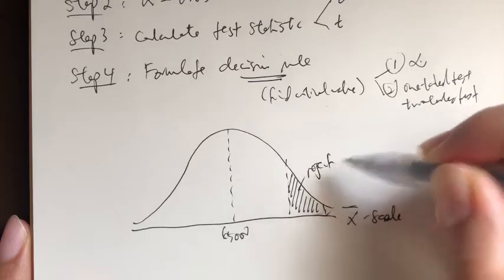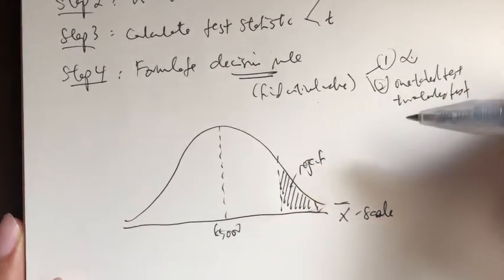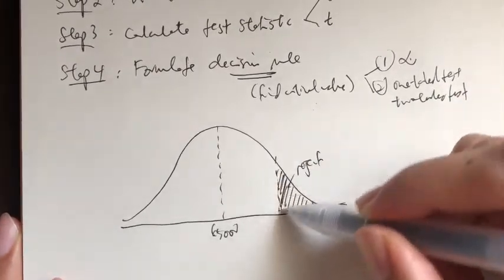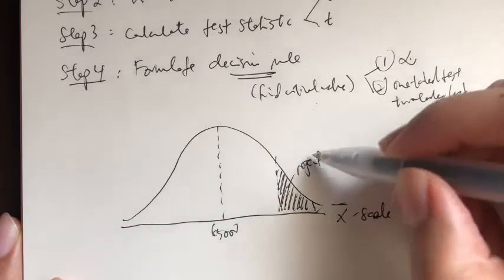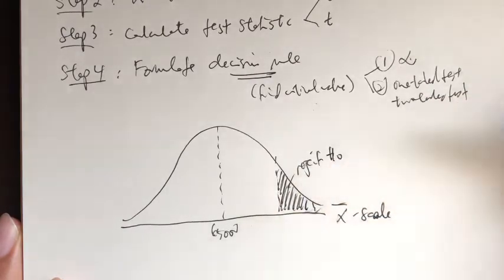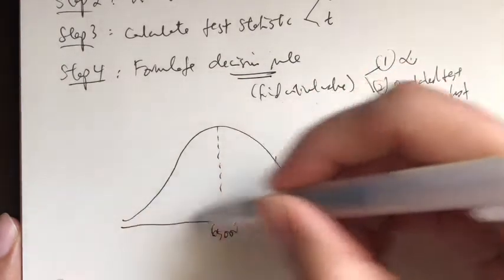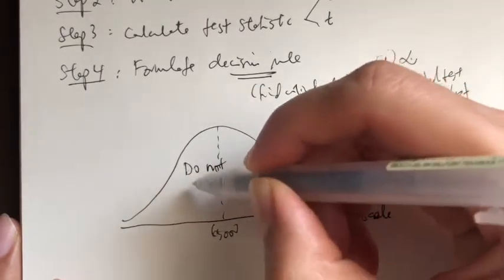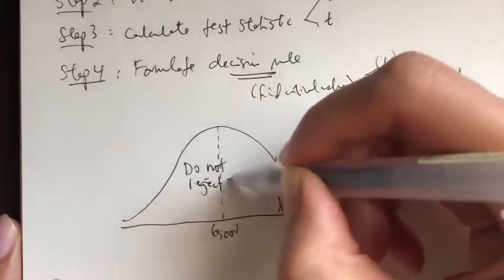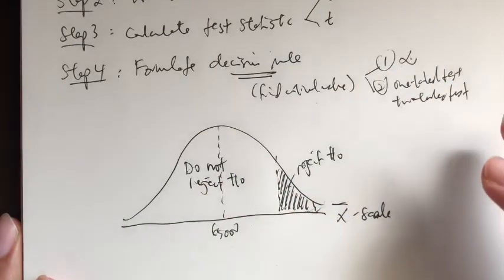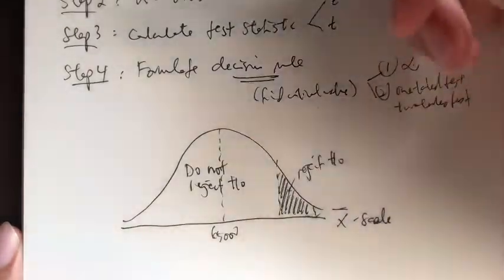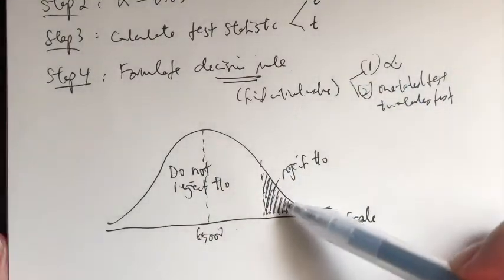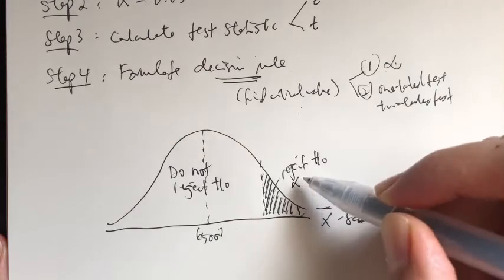Okay, let's write it down. This is our rejection area. In other words, if our test statistic falls here, what we need to do is reject the null. Okay? But if our test statistic falls here in the acceptance area, what we need to do is not reject, or do not reject, the null hypothesis. All right? So now, since we know the alpha is 5%, that's basically this area, okay? So the area here for the rejection area is 5%.